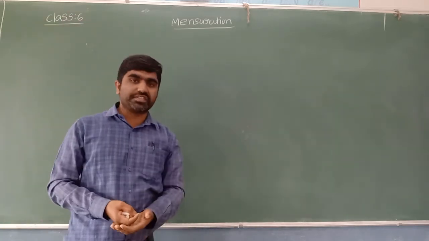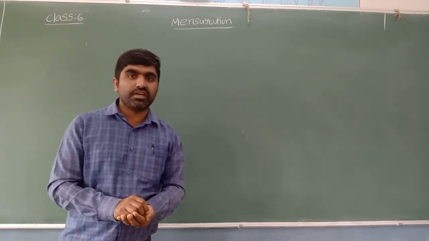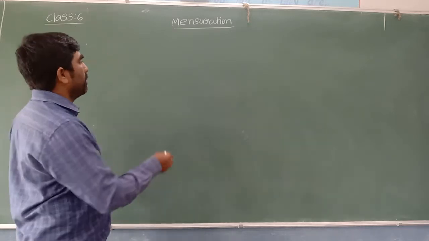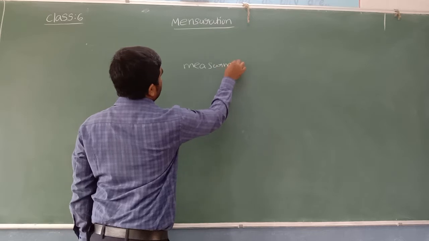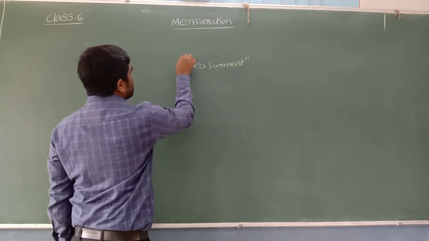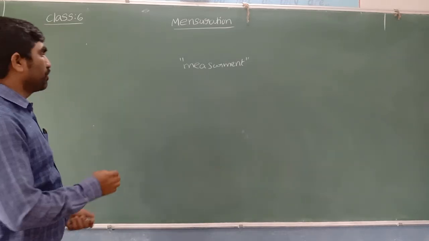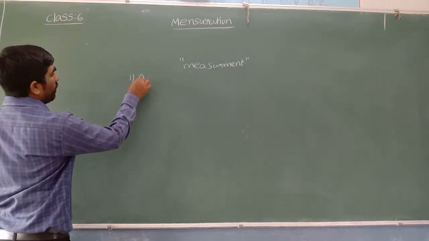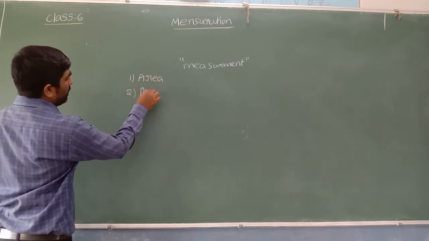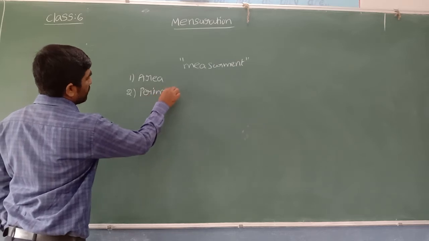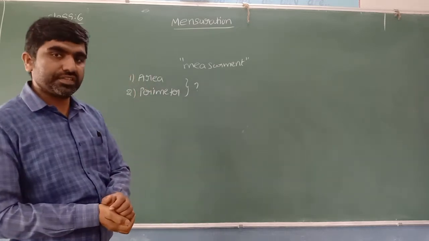which is mensuration. Mensuration is one of the branches of mathematics. Simply, we can say it is about measurement. So what are we going to measure here? In your 6th standard, we are going to learn how to measure the area and perimeter of plane figures. Area and perimeter. How to measure these two, we are going to learn in this 6th grade.